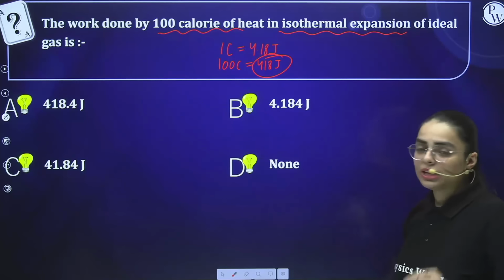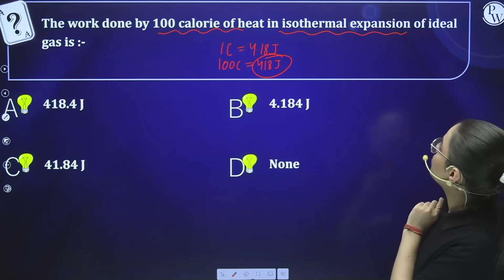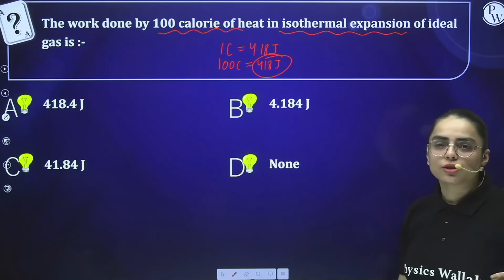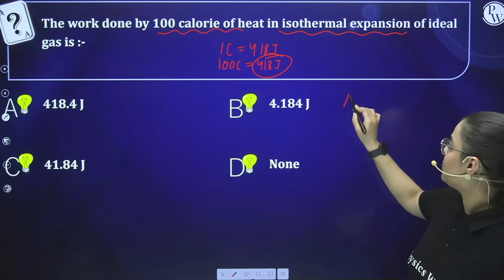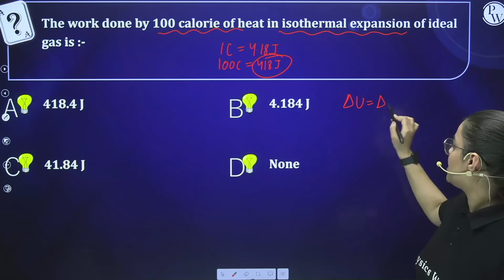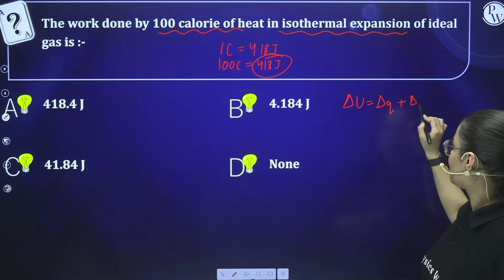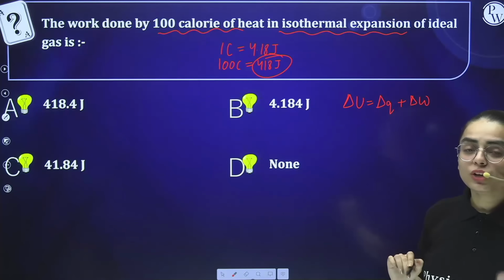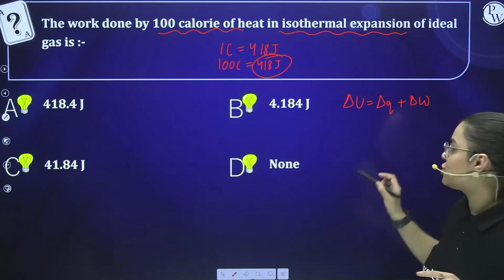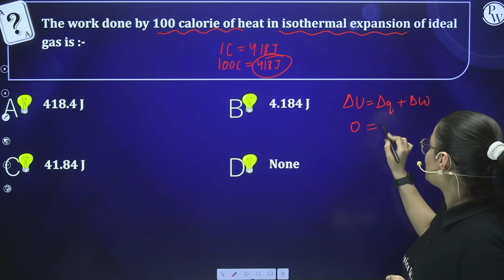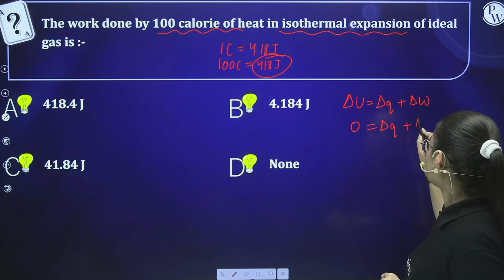Now this is the heat. We have been given the heat, and moreover, we need to find the work done. So it is quite simple. We know this formula. Delta U is equal to delta Q plus delta W. We need to find out delta W. We know that for the isothermal expansion over here, delta U is 0. So it comes out to be delta Q plus delta W.